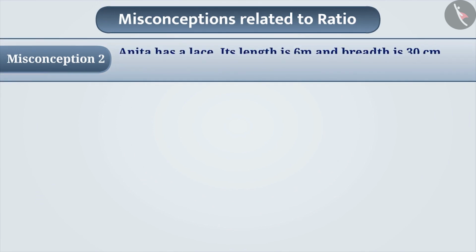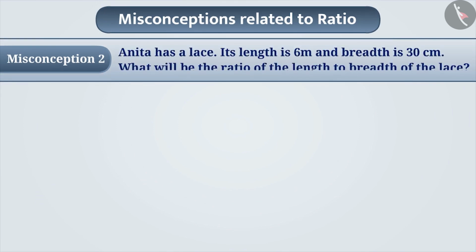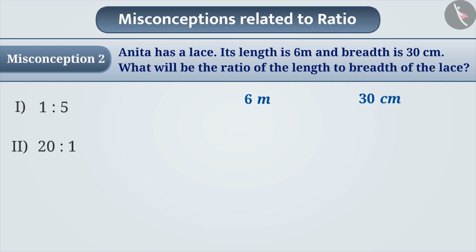Misconception 2. Anita has some lace. Its length is 6 meters and breadth is 30 centimeters. Then find the ratio of length to breadth of the lace. To find the ratio of two quantities, we first need to convert them into the same units. Here, we will represent both the units in centimeters.